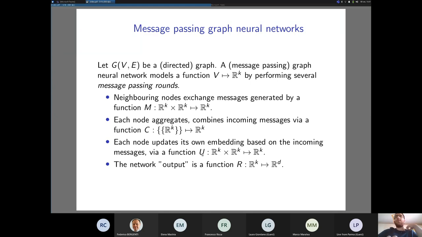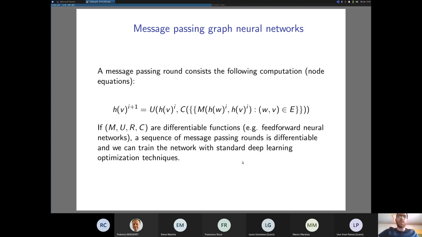There is also an extra function, which is called the readout function, which basically maps the embedding of each node into another final vector value. And this is called the node equation, and it's basically the explicit computation that each message passing round performs. And the idea is that we can chain together multiple message passing rounds by using as a starting node embedding the last node embedding that has been computed in the previous round.